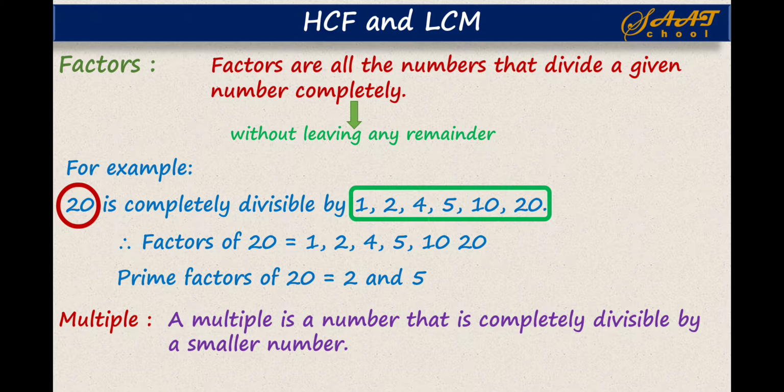One point to note here is a multiple is a greater number like 20 and factors are smaller numbers like those numbers 1, 2, 4, 5, 10 and 20. So what we understood here is factors are those numbers that can divide a given number completely, and a multiple is a number that is completely divisible by a smaller number. Again, a point to note here is a multiple is a greater number and factors are smaller numbers.